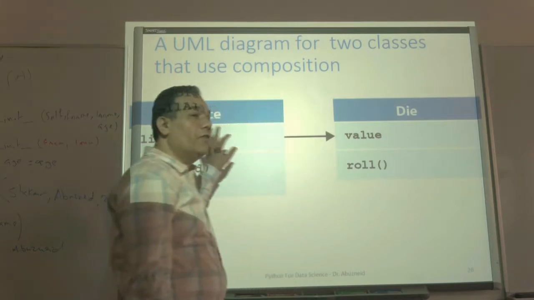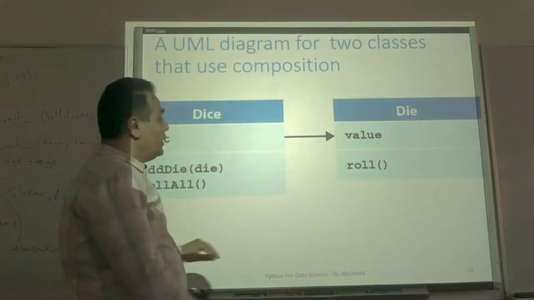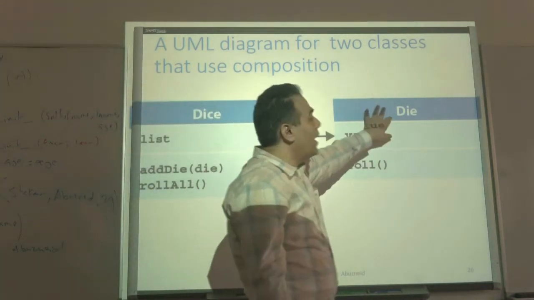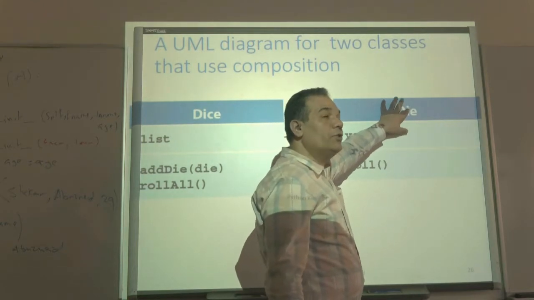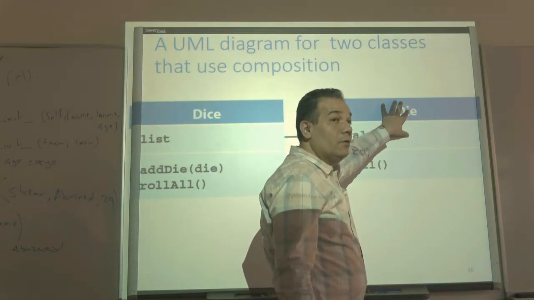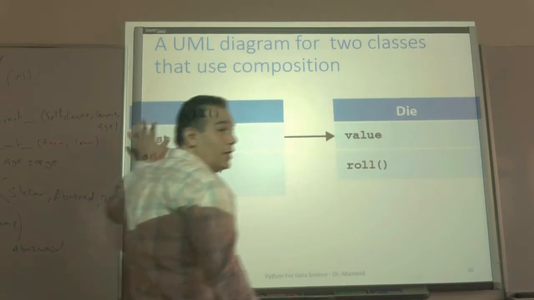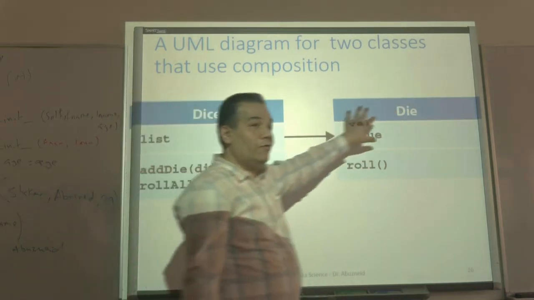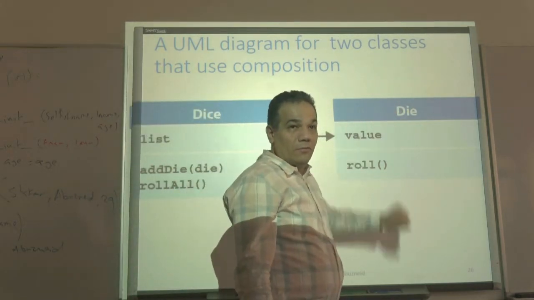Do we need to go that far? We don't. What if I don't have a die? I have integer in here. What is integer by itself? A class. So this class has an object of integers. Clear?